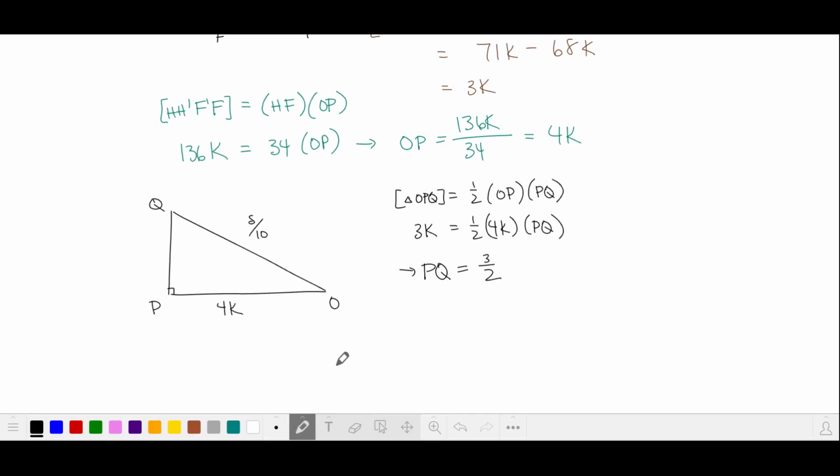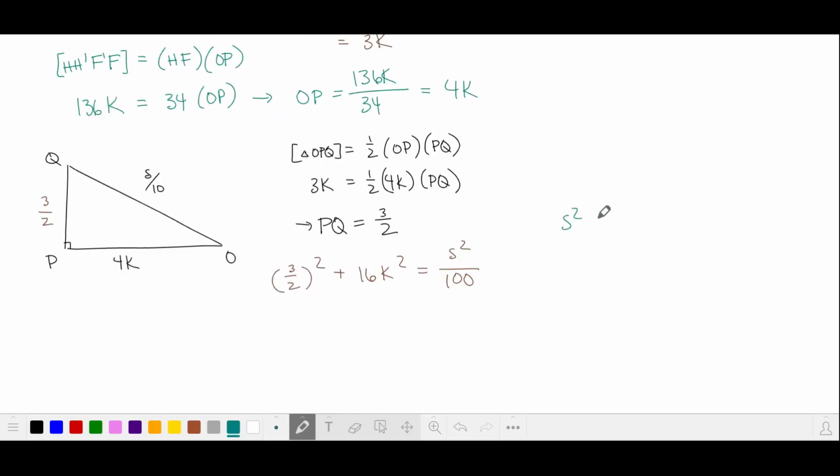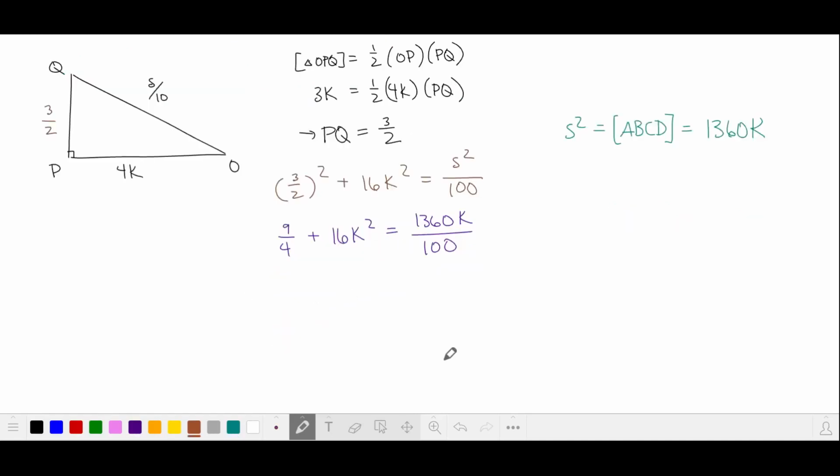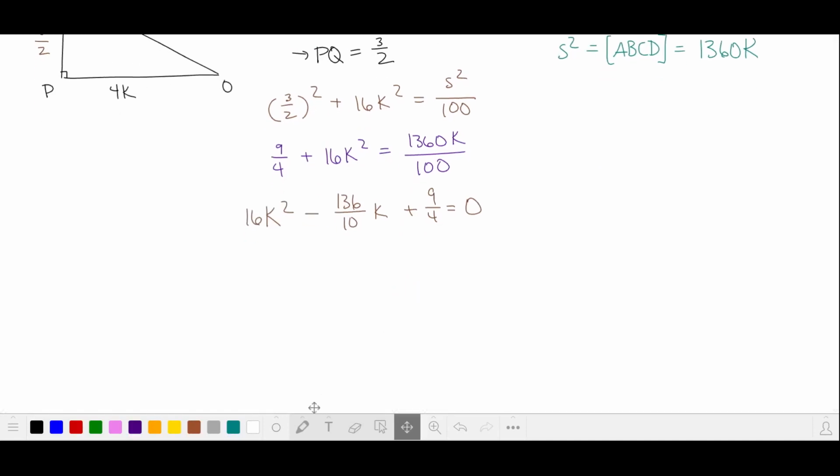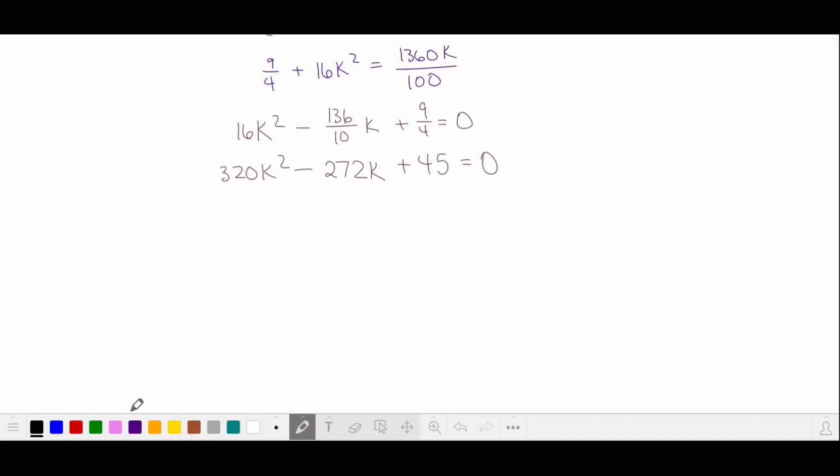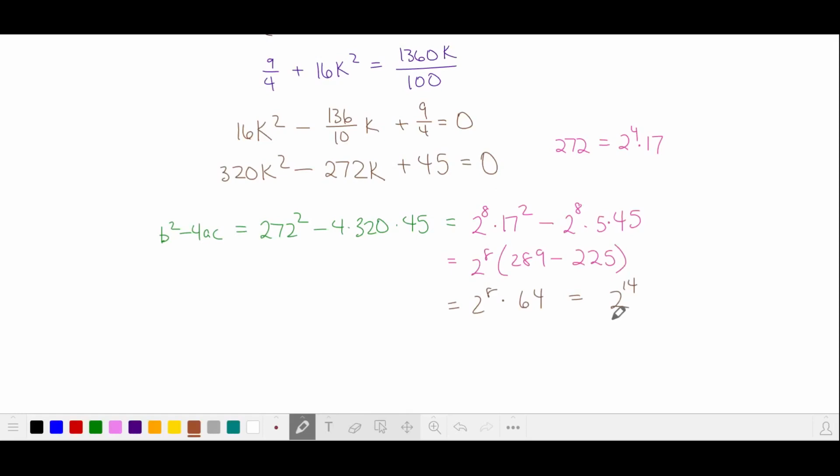Now we'll use the Pythagorean theorem, and we recall that S is the side length of our square, so S squared was the area. In terms of k, that was 1360 times k. So we'll make that substitution and expand everything. This is a quadratic, so we'll gather all the terms on one side and get rid of the fractions. I'm going to use the quadratic formula here, and I'll start by finding the discriminant separately. I'll replace these with their prime factorizations because I'm going to take the square root anyway. Great, we have a perfect square.